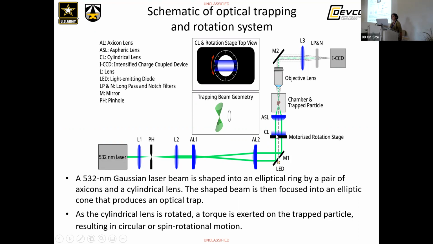And then what the cylindrical lens does is, cylindrical lenses focus light into a line rather than a point. So we can create an ellipse rather than a ring. And what this does is it means that the horizontal forces on the particle on one axis are stronger versus the other axis. And using that, we're able to generate a torque on the particle as we spin the cylindrical lens around using this motorized rotation stage.